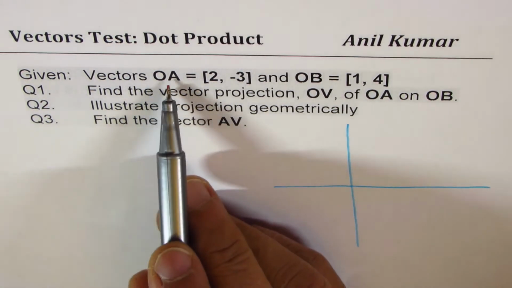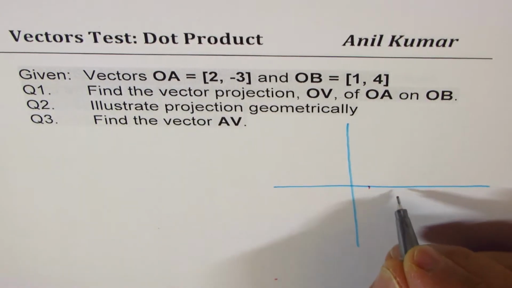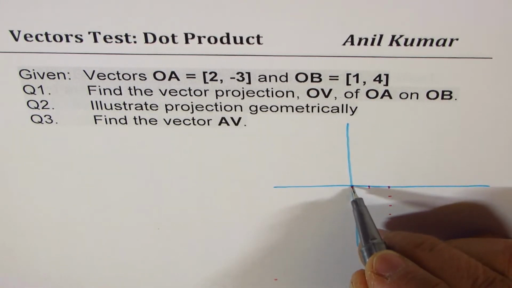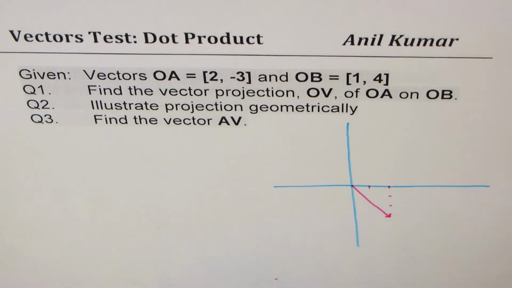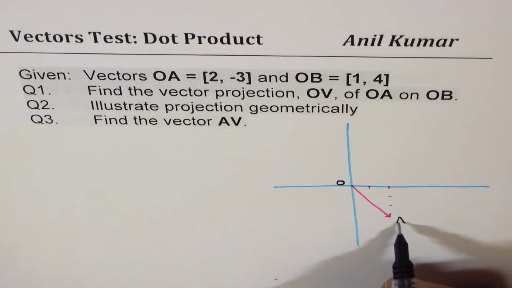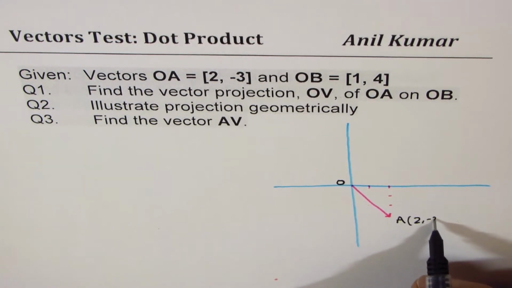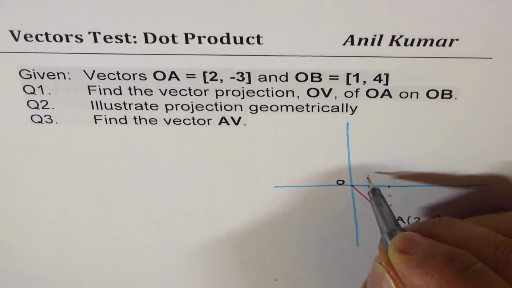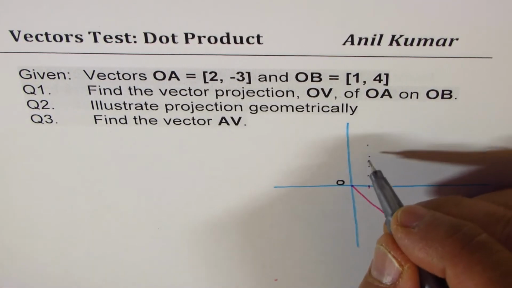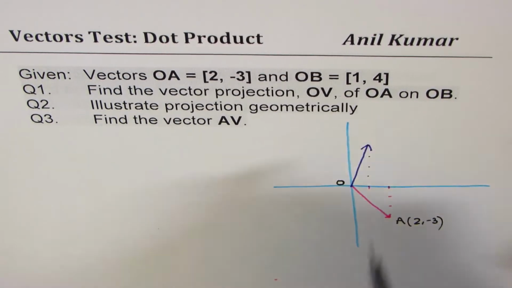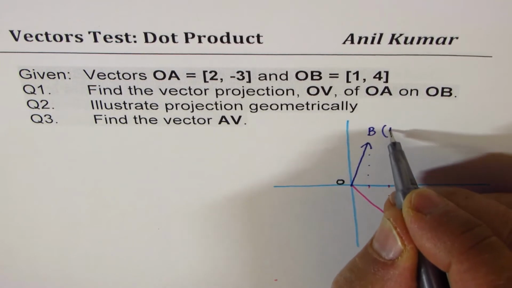Now when I say vector OA is (2, -3), so it could be 1, 2 and -3, 1, 2, 3. So that is my vector OA, approximately here. So I'm saying O, and this is A, which is (2, -3). So that's the position vector OA. For OB, it is (1, 4), so 1, and say 1, 2, 3, 4, somewhere there, right? So let's say from here, we'll call this B, (1, 4).